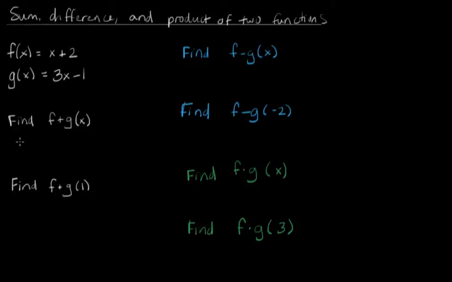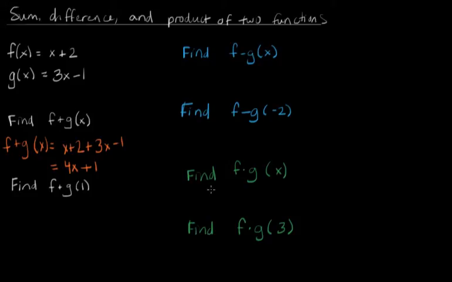So if we start with f plus g of x, we just take f of x and we're adding it to g of x. So f plus g of x is equal to x plus 2 plus 3x minus 1. And then we can combine like terms. So x plus 3x is 4x, and then 2 minus 1 is just 1. So it should just be 4x plus 1.